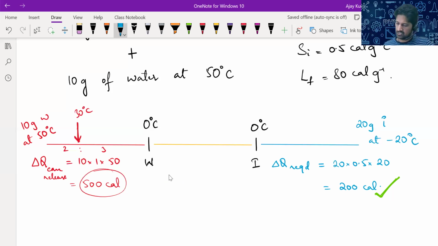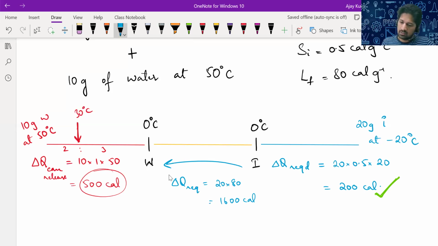There is 20 grams of ice. If ice at 0 has to convert to water at 0, then the heat that it requires is how much? m L: 20 into latent heat here, which is 80. It would require 1600 calories. Okay. But will the water be able to provide that much? No. Out of 500 that it will be able to release, it has already released 200. The first stage on the right side is completed.